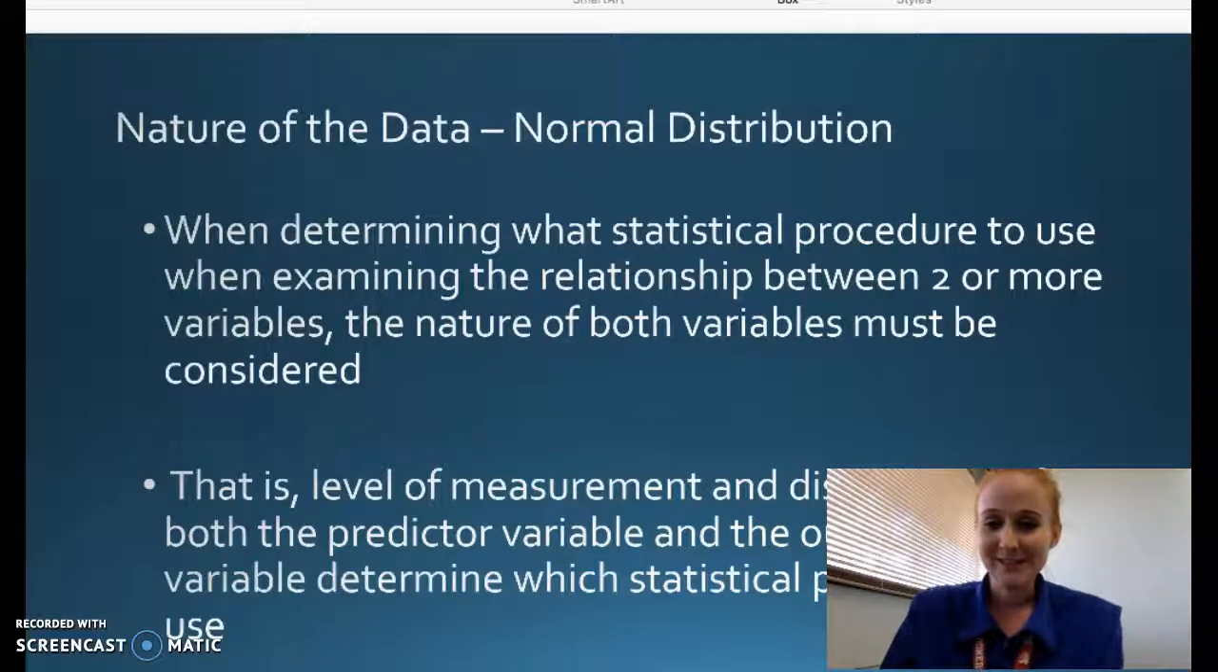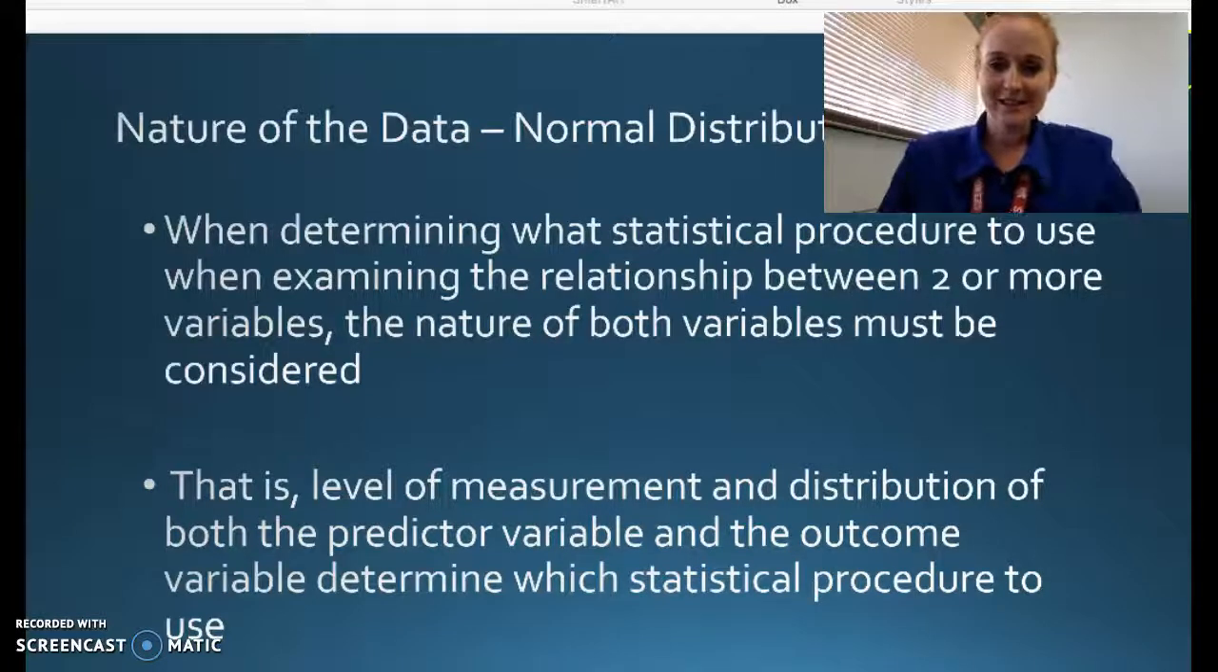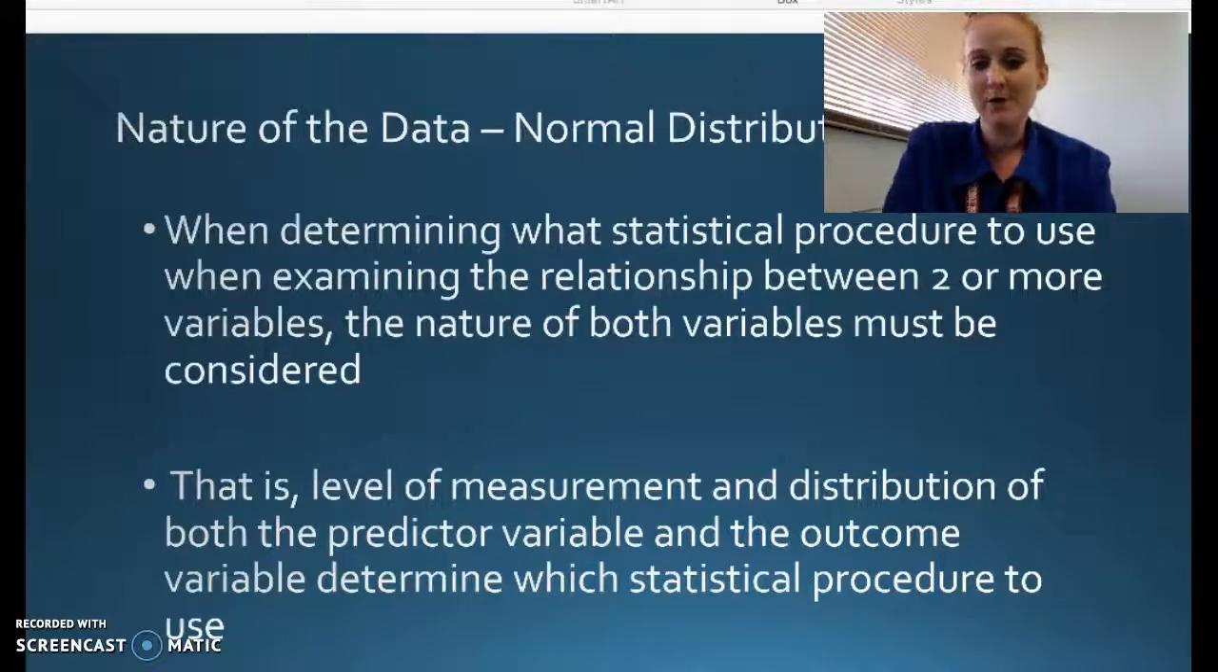Other than that, that is the end of our review. Level of measurement and distribution of the data, for both what we call the predictor variable and the outcome variable, will determine what to use. Predictor variable is just another word for the independent variable. The outcome variable is another word for the dependent variable. I'm going to help you get really good at figuring out which one is which. I keep it really simple and practical, so you don't have to get all technical when you're trying to do your analysis.